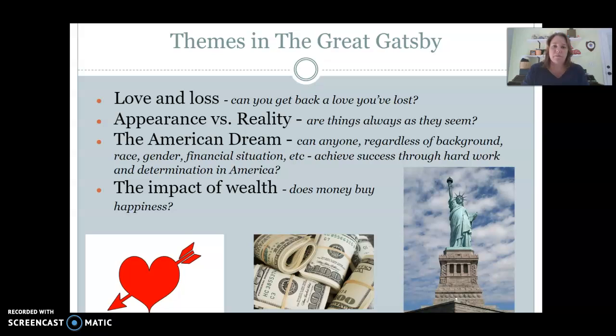Lastly, a major theme in the book is the impact of wealth. The idea that money, while it can buy you a whole lot of stuff, can it buy you true happiness? So we're going to be wrestling with that question in this book.